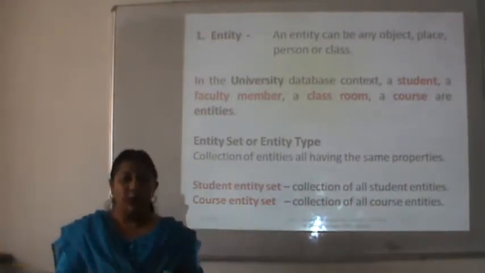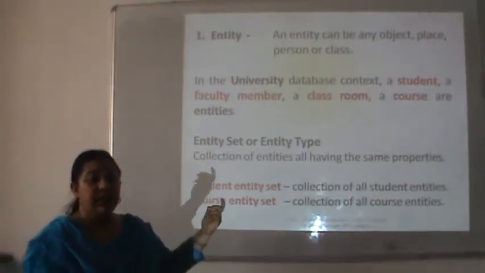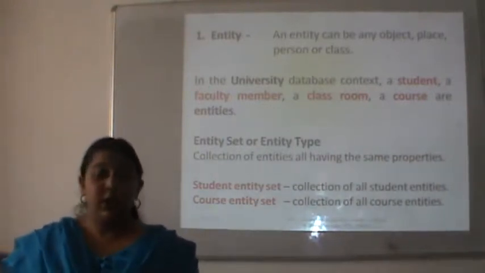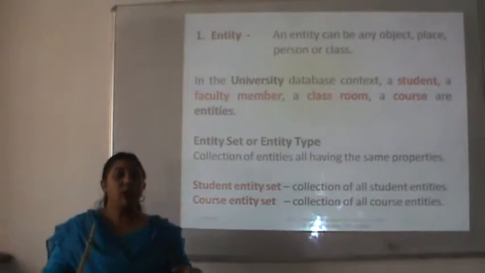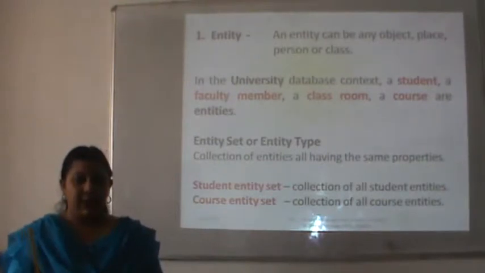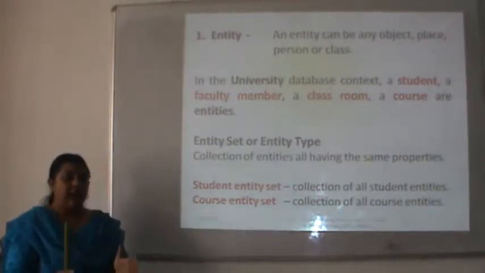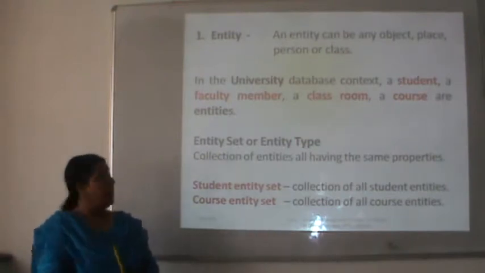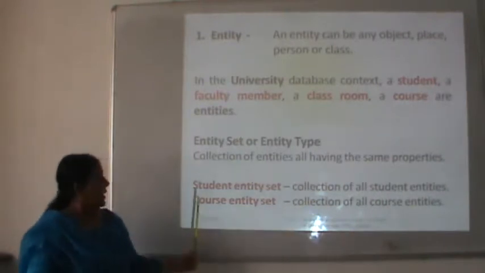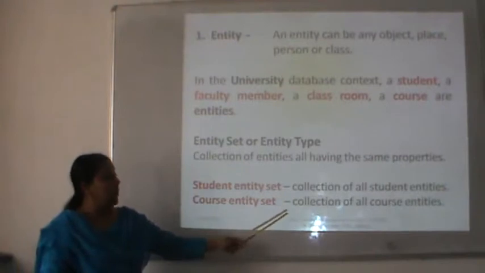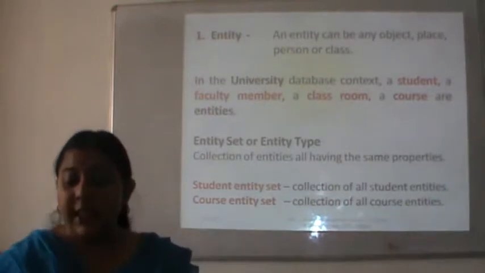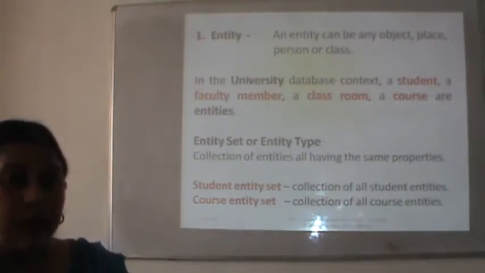A collection of similar types of entities is called an entity set. Suppose an entity set is student. So this entity set student is a composition of all students. All students are similar objects. So the entity set student is a collection of all students. It represents the collection of all student entities. Similarly, a course entity set is a collection of all course entities. So an entity is an object, place, person or class.